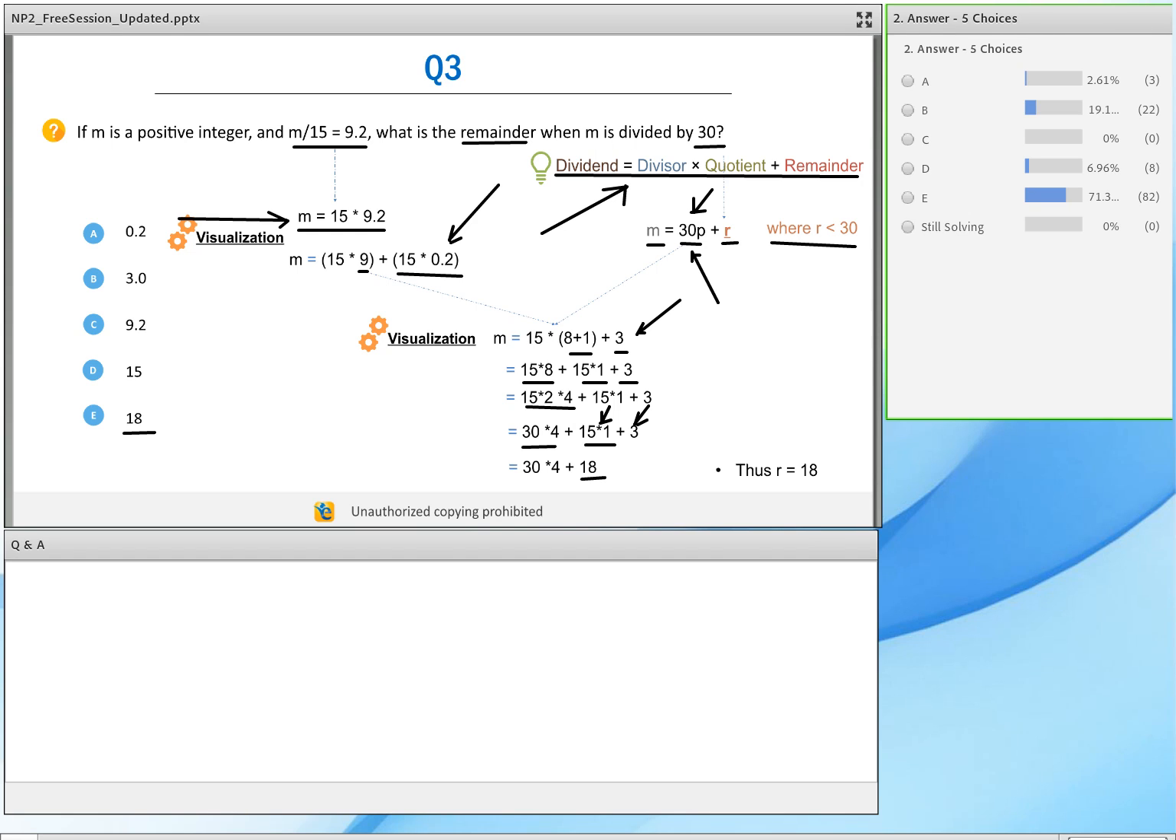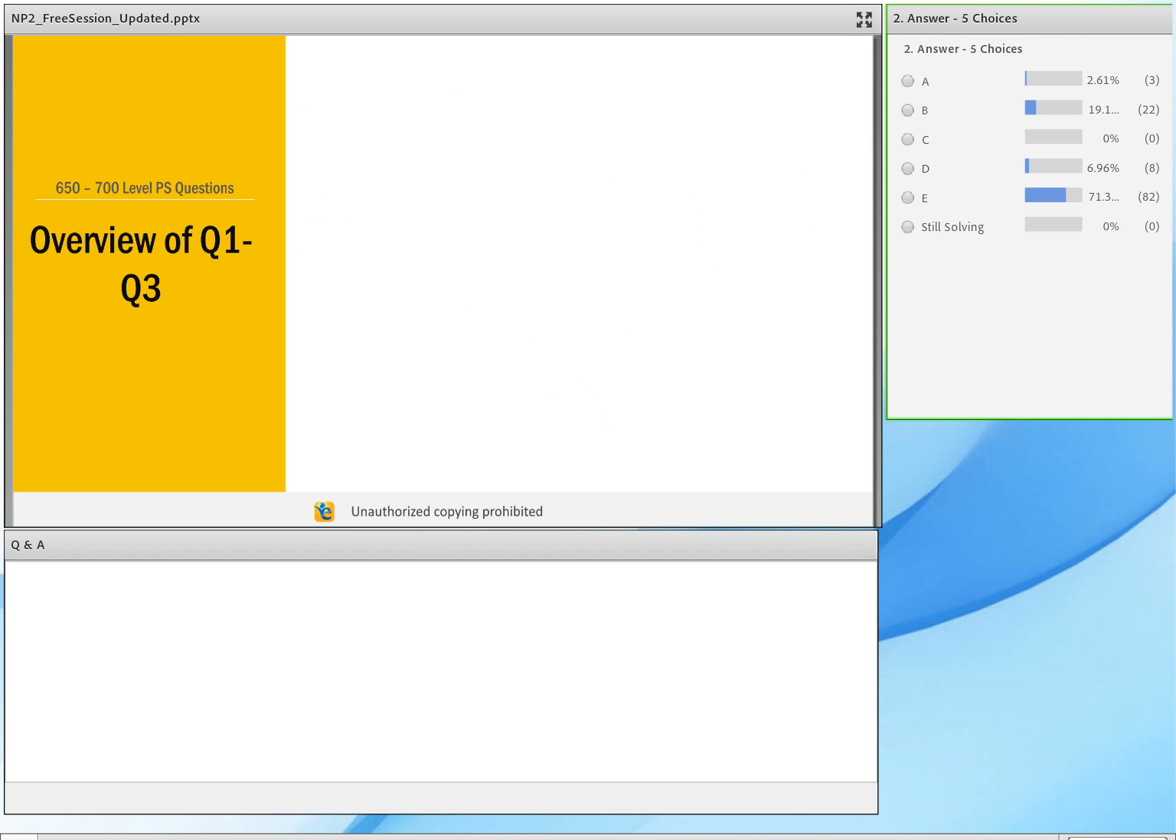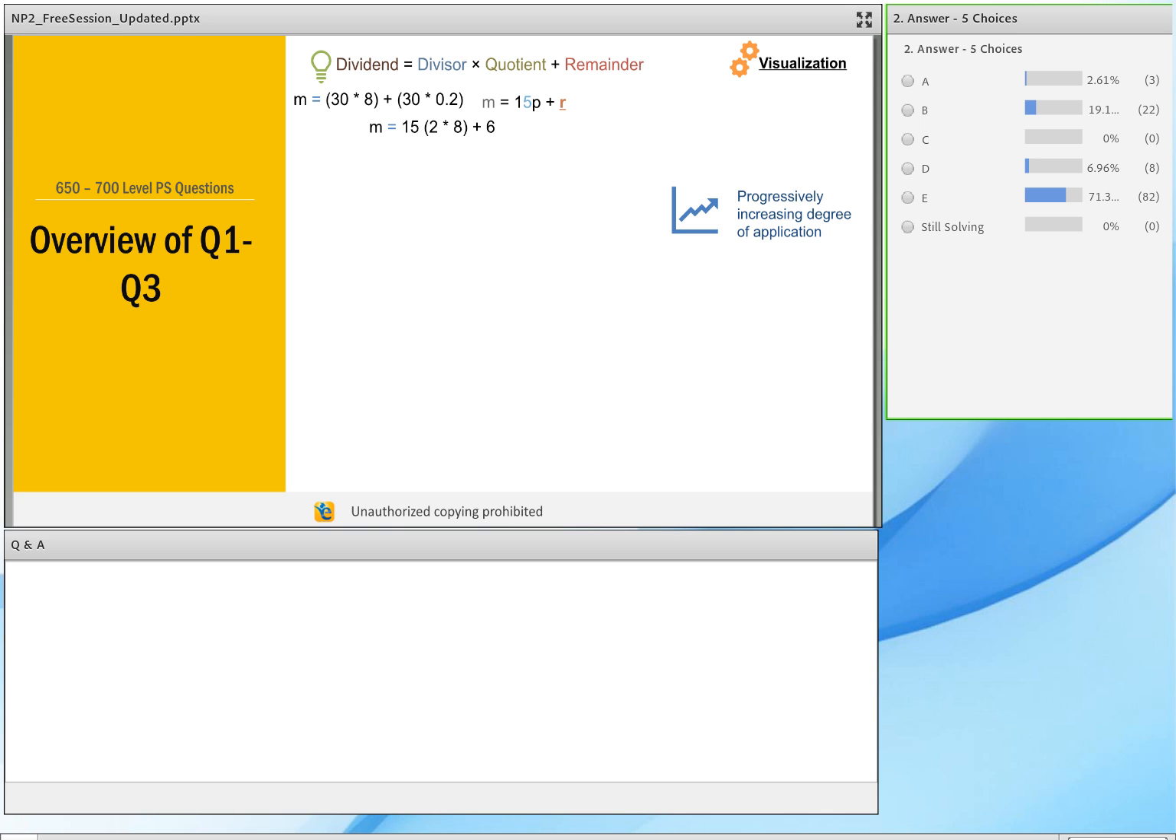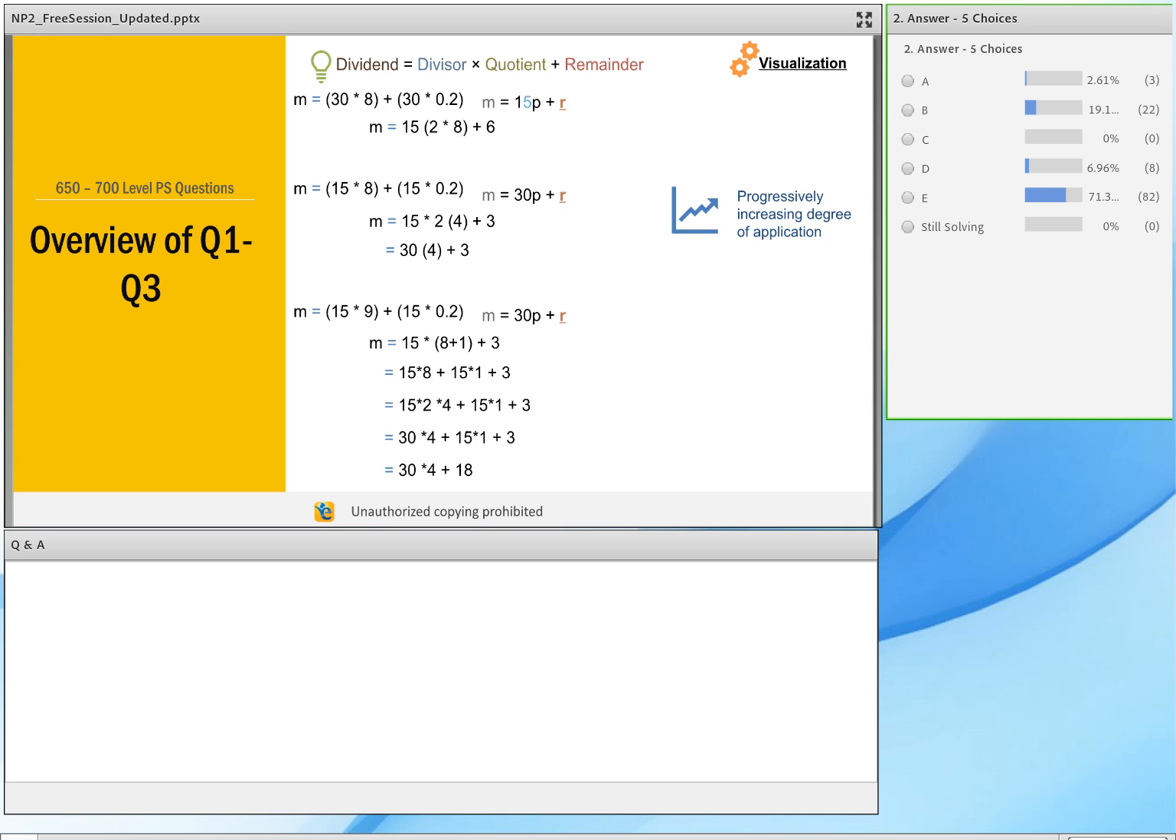Okay, so we started with the Euclidean equation. We applied the Euclidean equation, and we increased the complexity of problems as we went from question number 1 to question number 3. The key skill that we used was visualization. In the first question, we were given m as 30 times 8.2, and we had to figure out the remainder when m was divided by 15. The second question was just the opposite. We were given m as 15 times 8.2. We had to figure out the remainder when m was divided by 30. And in the last question, we were given m as 15 times 9.2, not 8.2. Then we had to use the distributive property of addition to figure out the remainder when m is divided by 30 again. Again, it's the same skill of visualization.